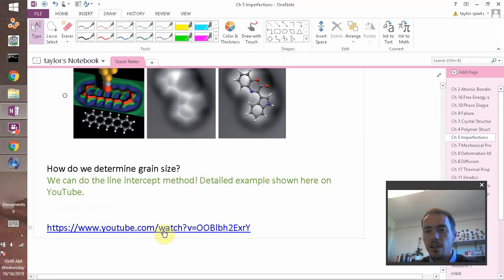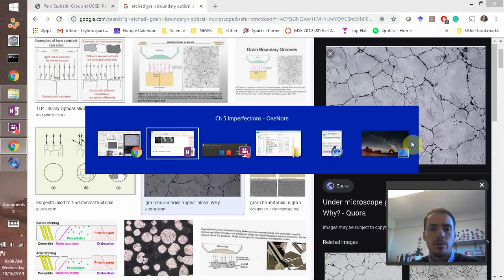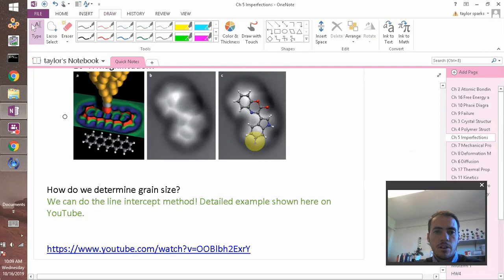It's called the line intercept method. Basically, you draw lines across your sample, and you count how many times it intersects those lines, and there's a little formula that lets you calculate the grain size by doing that approach. There are other approaches, but that's one of the more common ones. Okay, so that's the lecture for today.